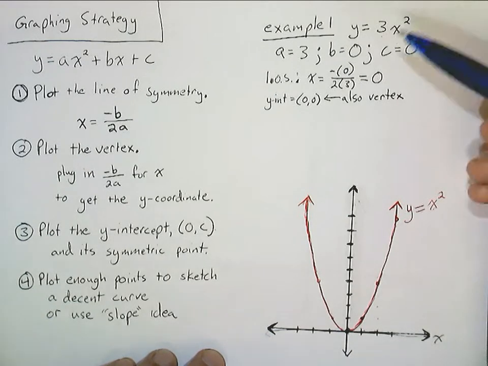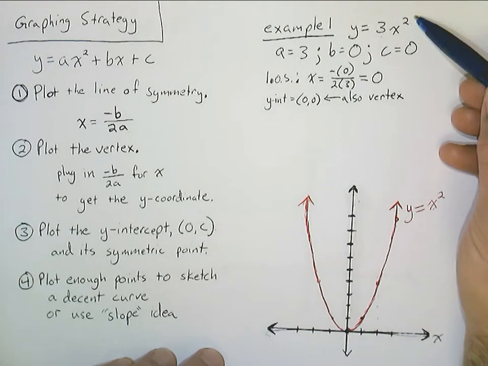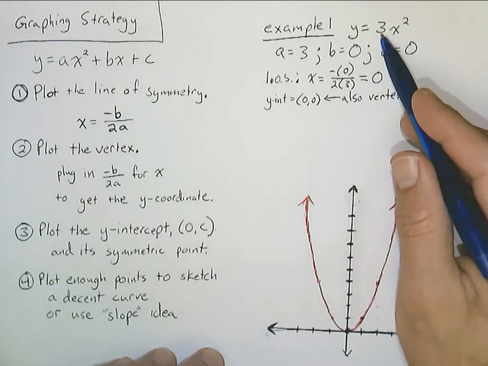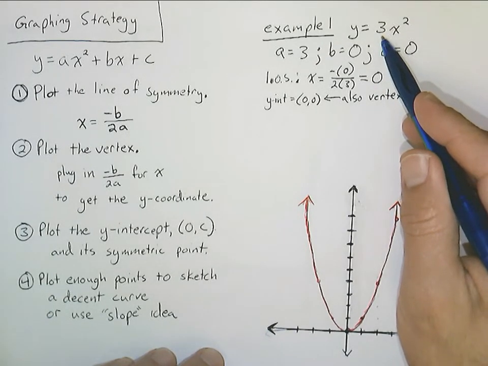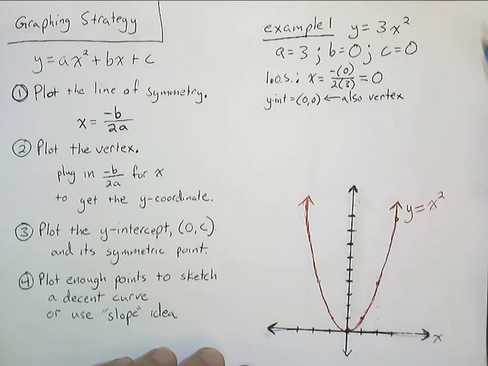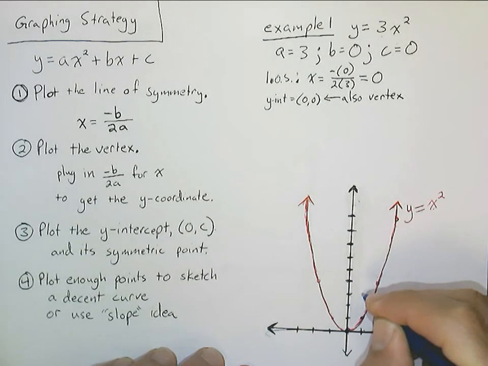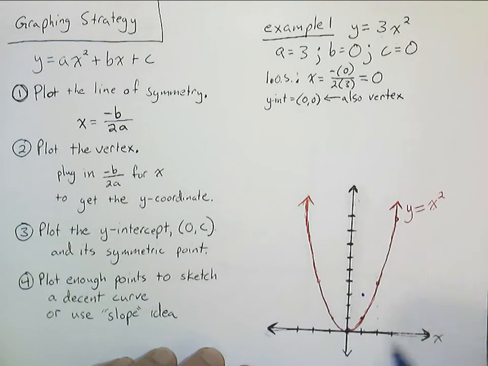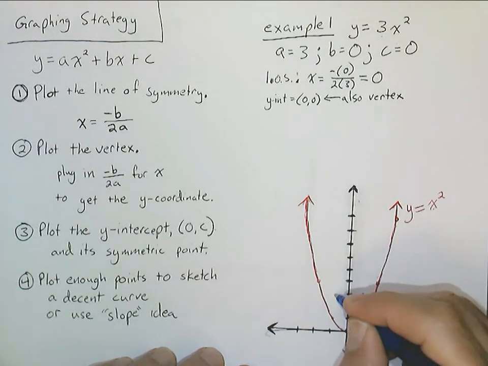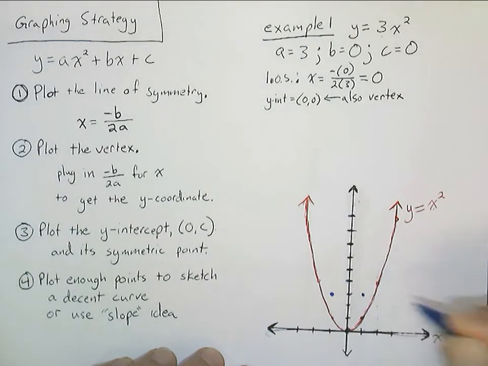Now for this parabola, though, y is equal to 3x squared, all those vertical motions are going to be multiplied by a factor of 3. So instead of going over 1, up 1, we go over 1, up 3 times 1. Right to there. Same thing on the left. Over 1, up 3. Because we're multiplying the vertical distance by 3.